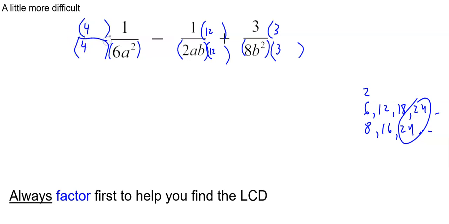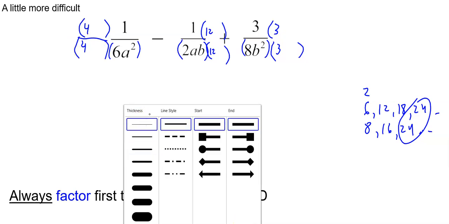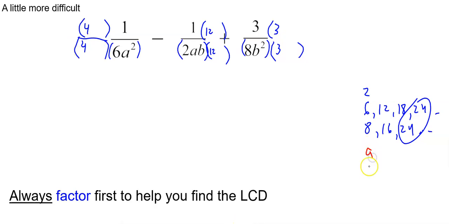Okay, so now let's talk about the variables. One of them has an a, one of them has an a squared, and one of them doesn't have an a. So of the common variables, I need a squared for everything. This one's going to need an a squared, since it doesn't have any a. This one is going to need one a, because it only has one. This one has all the a's it needs, right?